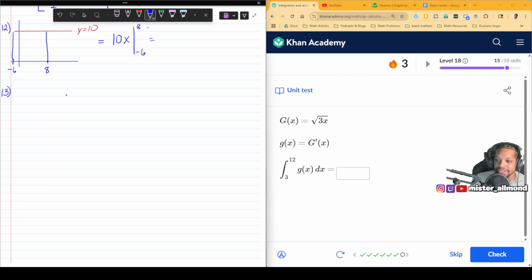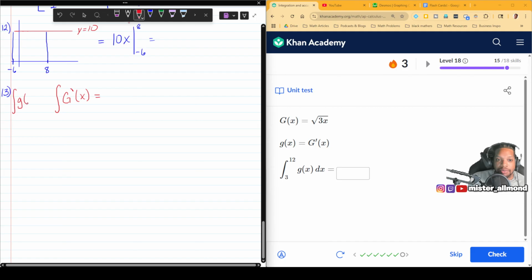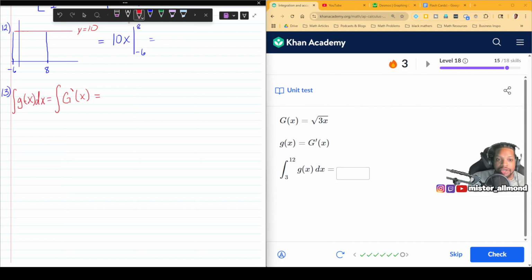Okay, let's see here. So we got capital G of X, and lowercase g of X equals the derivative of capital G of X. So they want to know the integral from 3 to 12 of g of X. Okay, so remember, here's what I would write for this one. FTC, we know that integrals and derivatives cancel each other out. So we know this. And since capital G prime is the same thing as lowercase g, we can say this. Actually, I'm going to do it like this, as a matter of fact. I can write the integral of g of X, which is what they want us to find. Since lowercase g of X is the same thing as capital G prime of X, obviously I can interchange them. And then the integral of a derivative is just the function itself.